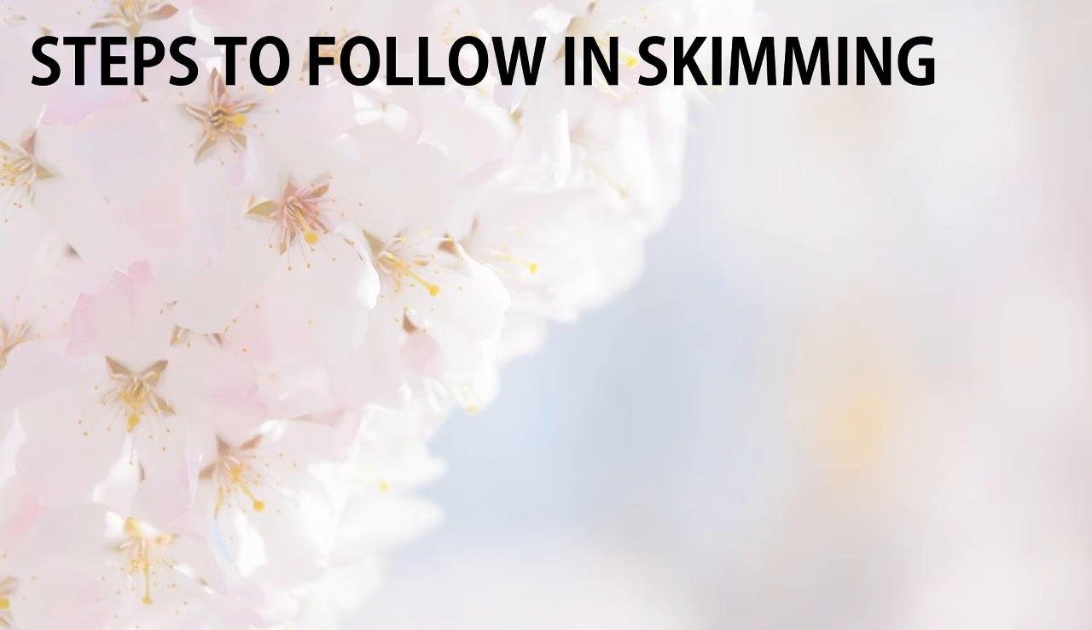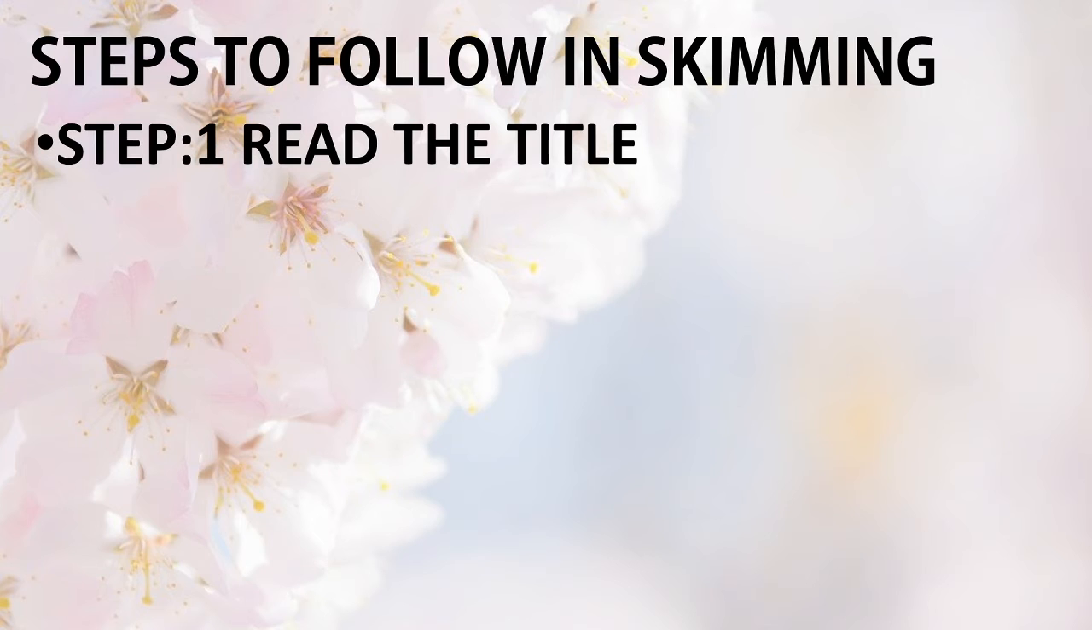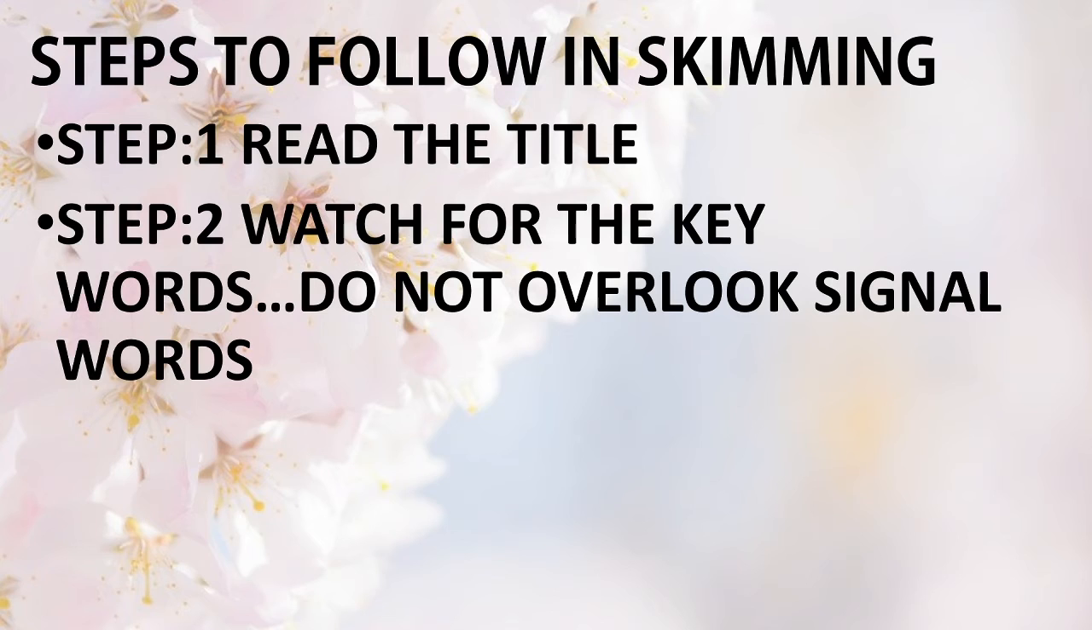Steps to follow in skimming. Step 1. Read the title of the passage or the poem very carefully. Determine what clues it gives you as to what the passage or the poem is all about. Step 2. You should watch for the key words like causes, results, effects, consequences.